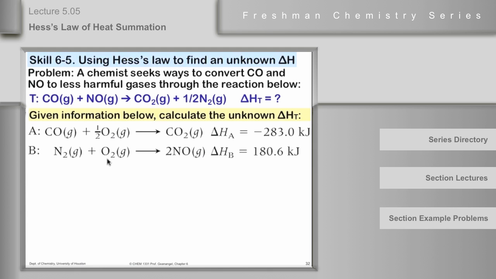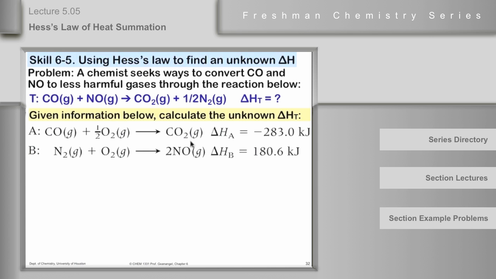Then there's N2 plus O2 goes to 2NO. This is called the lightning reaction because in lightning bolts, nitrogen and oxygen from the air combine to make NO. And this thermochemical equation says it takes some energy, 180.6 kilojoules, to convert 1 mole of N2, 1 mole of O2 to 2 moles of NO.